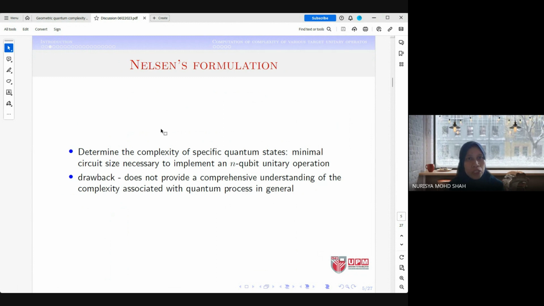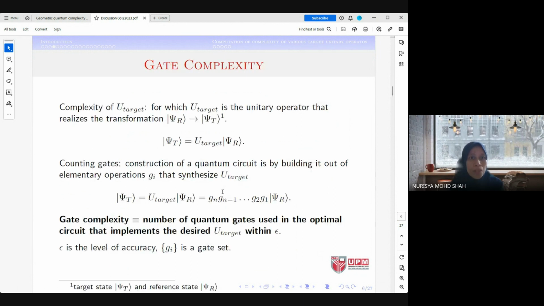Just an introduction from Nielsen's formulations: how they determine the complexity of specific quantum states, looking at the minimal circuit size necessary to implement n-qubit unitary operations. They mention some drawbacks: it does not provide a comprehensive understanding of the complexity associated with quantum processes in general. So they're just looking at the minimum circuit size. A bit on gate complexity.